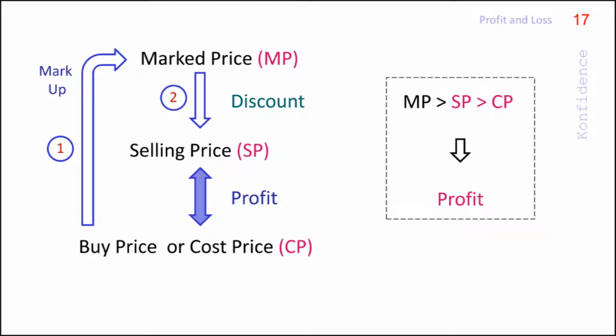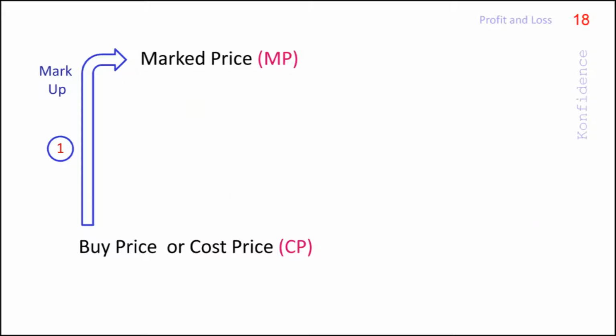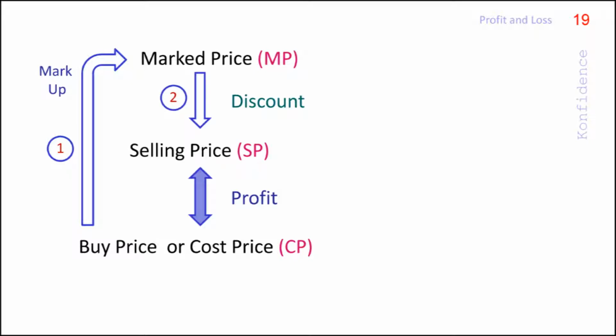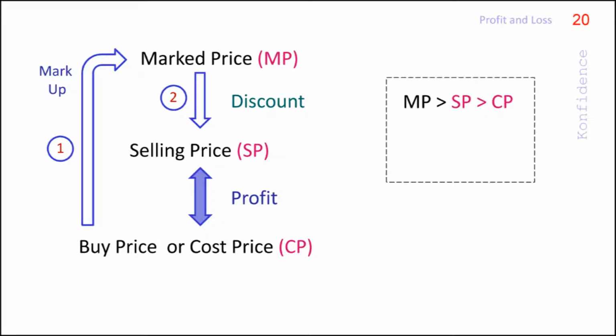Have a look at the picture and think about the scenario. A trader buys some goods and marks them above CP. Then, when a customer comes and bargains, he sells it at a discount from the MP. Here, MP is greater than SP, which is greater than CP. Obviously, under this condition, the result is a profit.